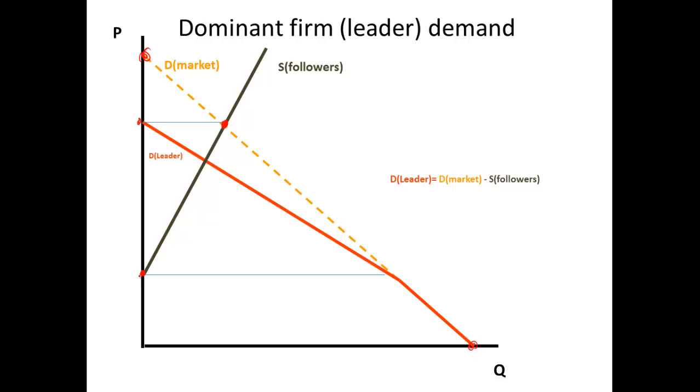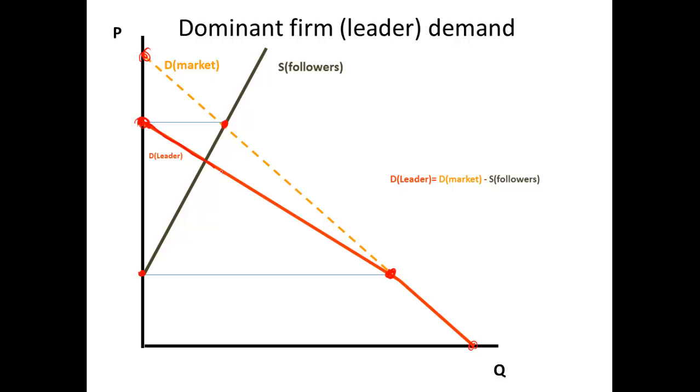Well, using that information, we can derive the leader demand curve. So at this price, followers supply the whole market, and so what's left for the leaders is literally zero. At this price down here, followers supply nothing, and so what's left for the leaders is the entire market demand curve. If we connect this dot with this dot, what we literally have is the leader demand curve.